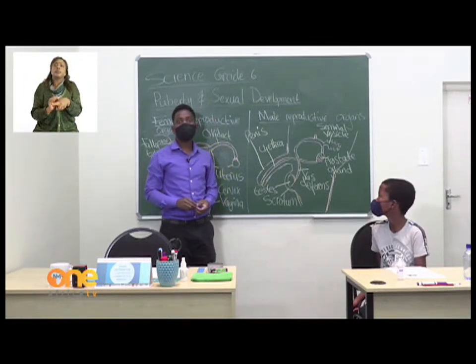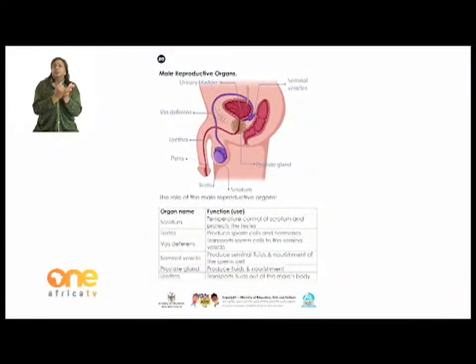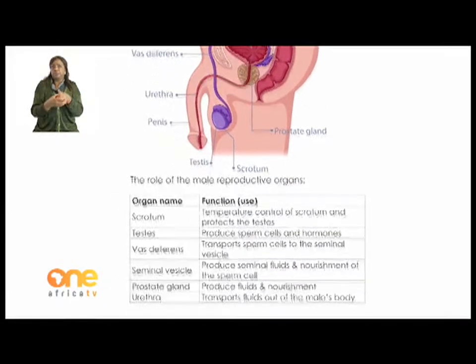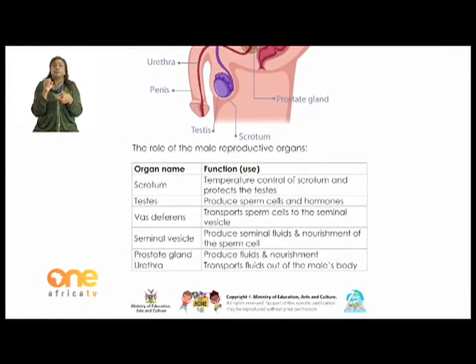Let us now go back to page 20 and look at our diagram there, how it is labeled. Remember I said we start all the way from the bottom, which is at the scrotum, and inside the scrotum we have the testis, and from the testis there is a tube connecting there called the vas deferens, and from the vas deferens we have a structure referred to as the seminal vessel. And from the seminal vessel, we go into a structure known as the prostate gland. And from the prostate gland, we have the urethra, which is housed by the penis.